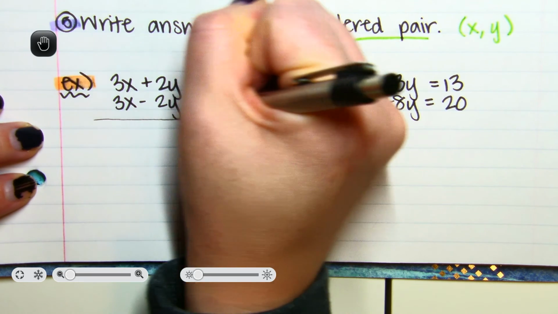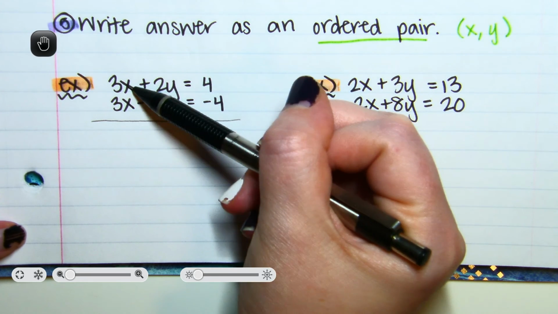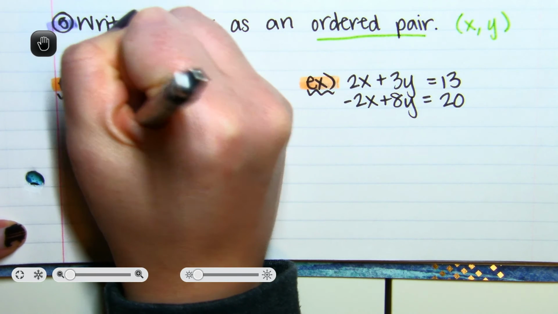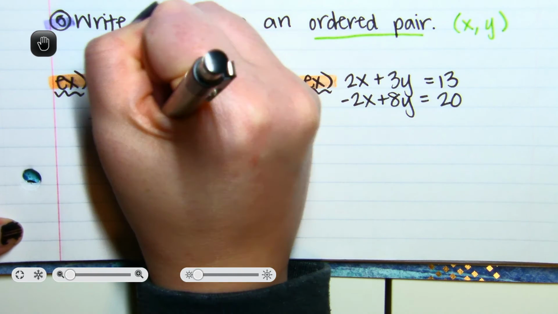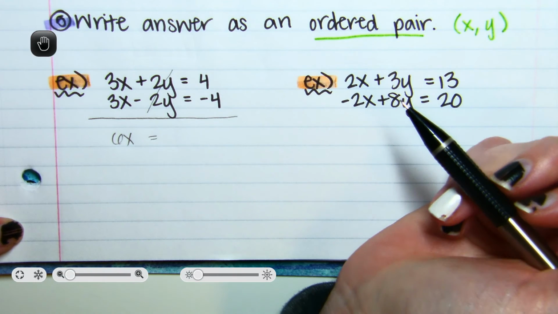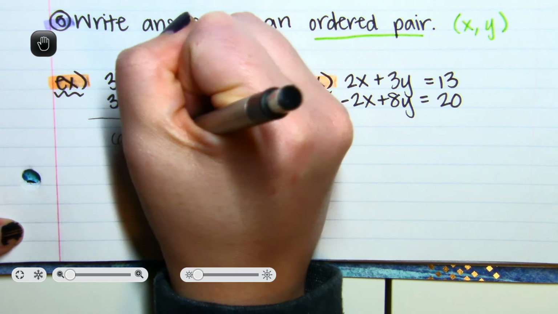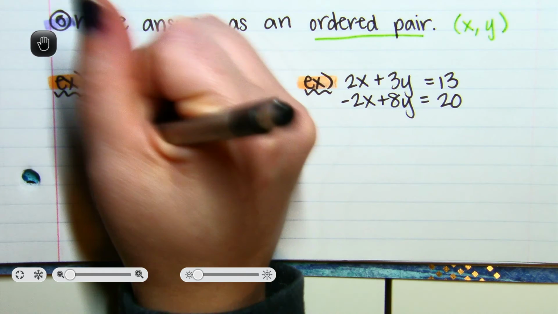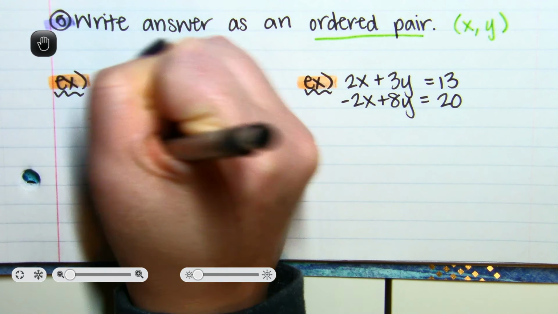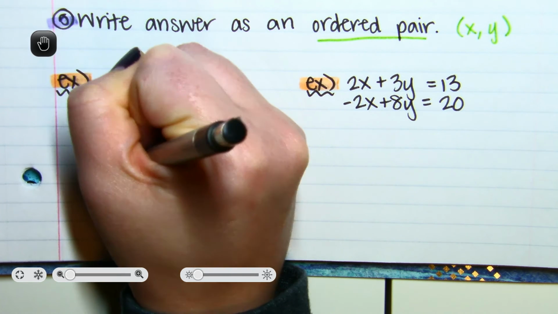So when I do that, I add these together. 3x plus 3x equals 6x. The y's cancel. Equals 4 plus negative 4. It's like saying 4 minus 4, which is 0. Divide both sides by 6, and we get that x equals 0. We have half of our answer.